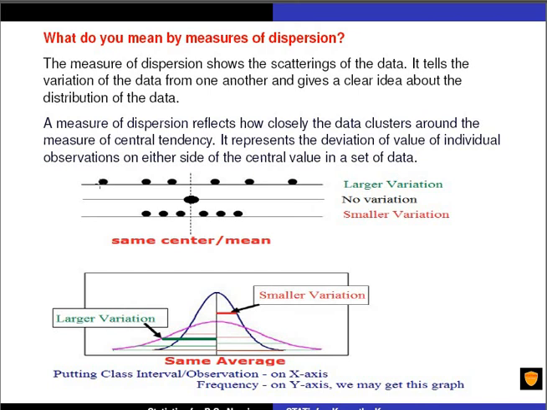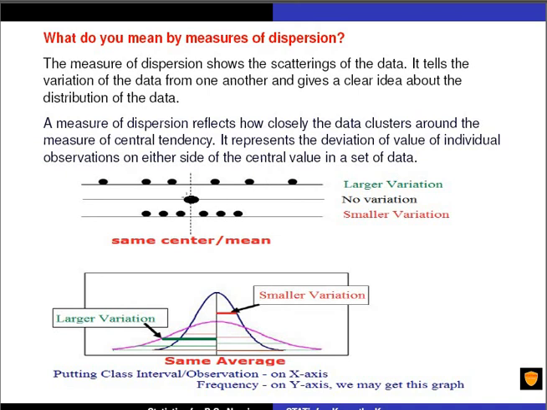That means some of the observations are before the center or mean, and some of the observations are after the center or the mean. You can see that there is a distance between the observations, and what are these distances? These distances are the variability within the observations, isn't it? And from the measures of dispersion, we are going to calculate this variability which is present within the data.